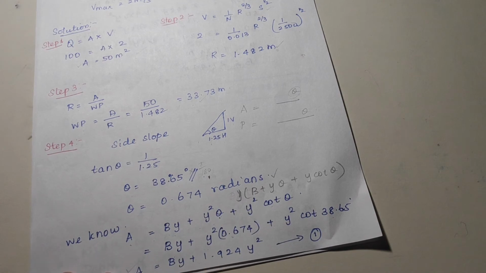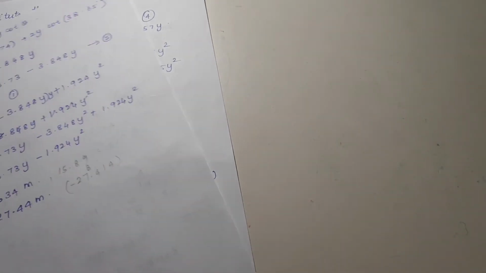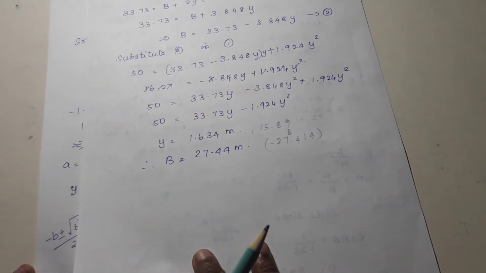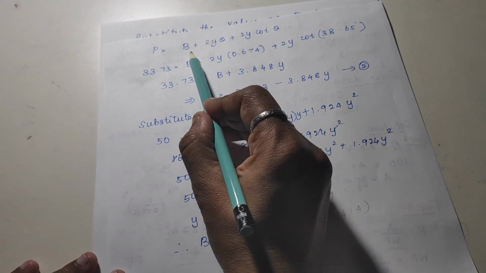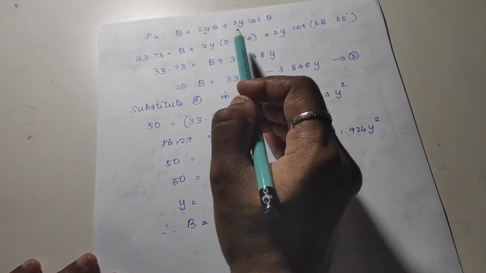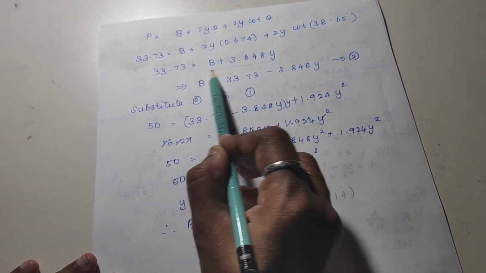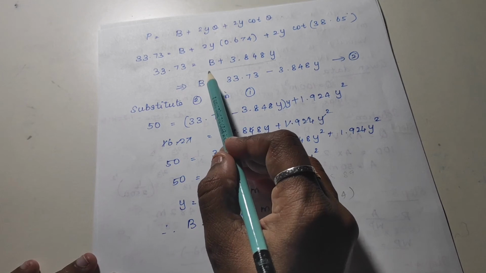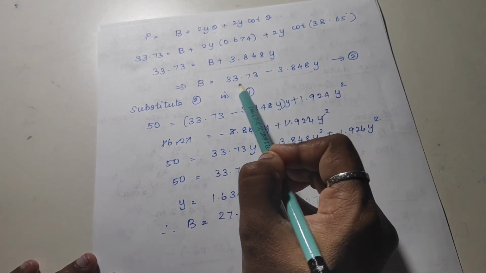So from this you will get one value. Take this as first equation. Okay, and we know the formula for the perimeter is b plus 2y theta plus 2y cot theta. So in that also substitute the value of theta. So you will get this equation. Okay, in this find out the value for b. B is equal to in terms of depth.